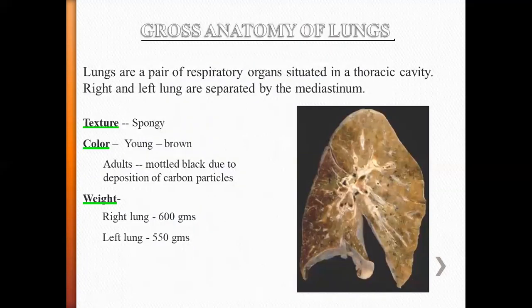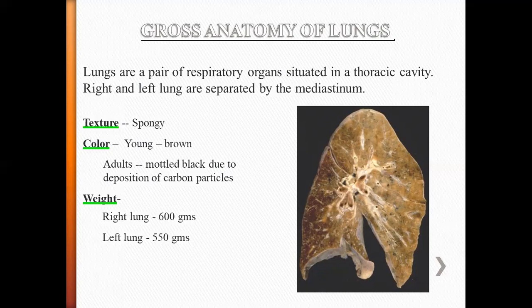Now let's see some important features of the lung. We know the lung is a paired organ, and very importantly it is mainly for respiration. There are two: one on the right side and one on the left side.